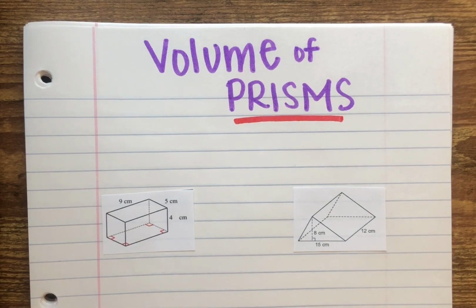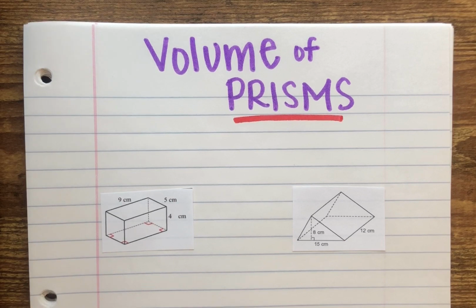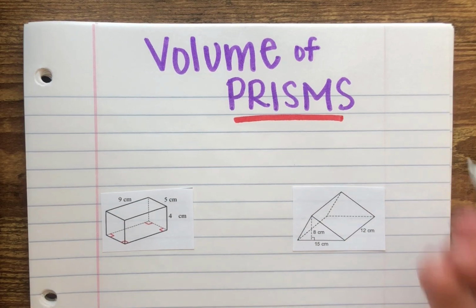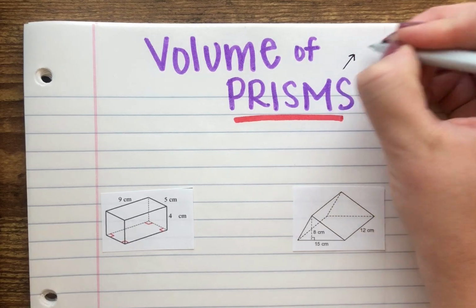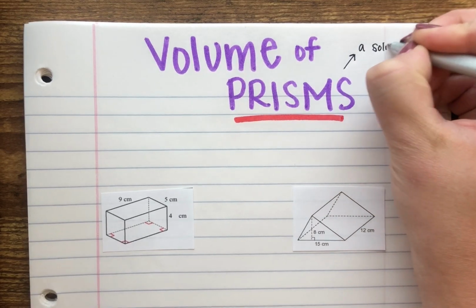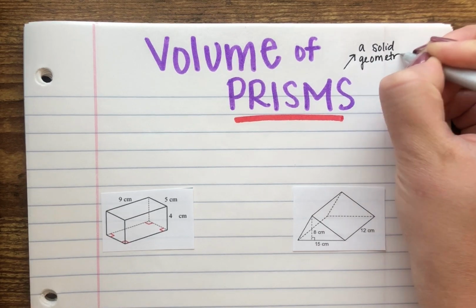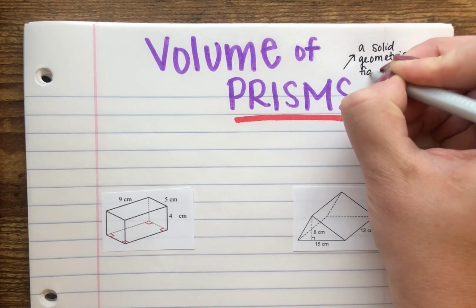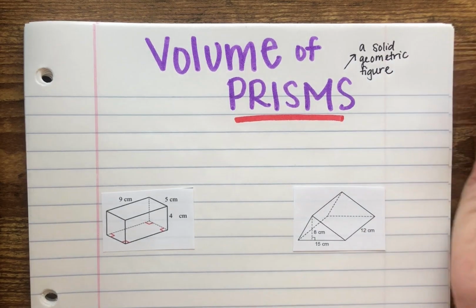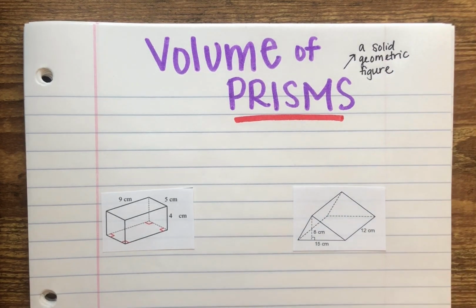Okay, so today we're going to talk about how to find the volume of a prism. The very first thing that we need to talk through is what is a prism, and you can see two examples. There's actually two more here on this paper as well. Basically a prism is a solid geometric figure, so it is 3D. Obviously we're talking about 3D shapes. We're moving from area into volume.